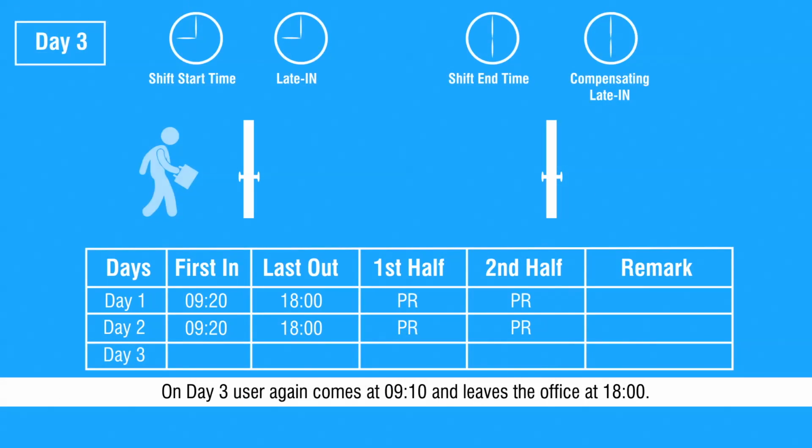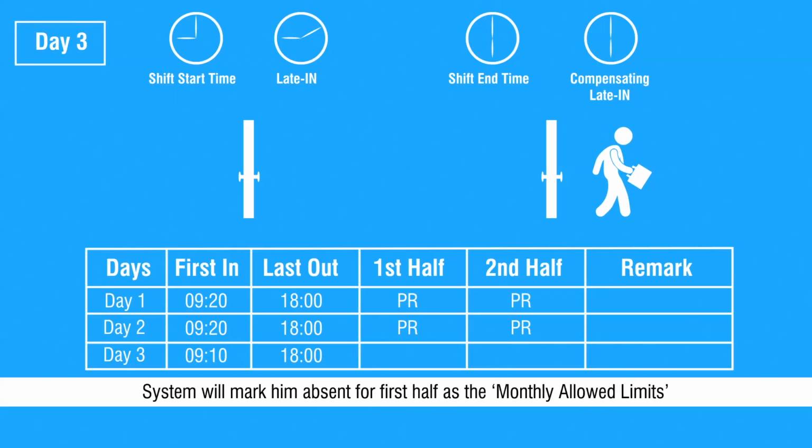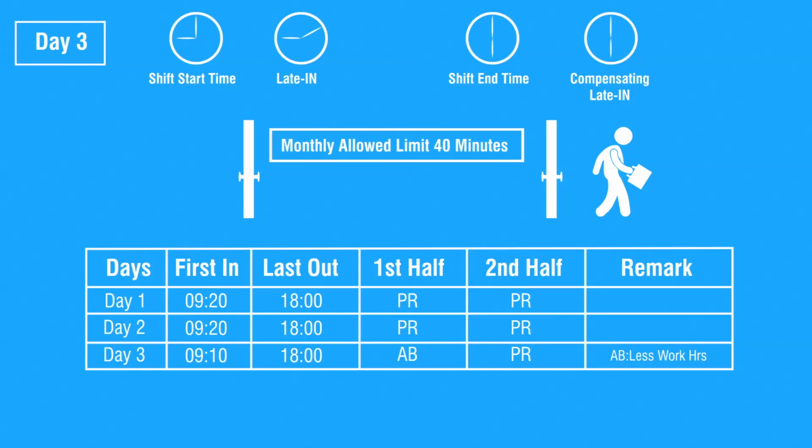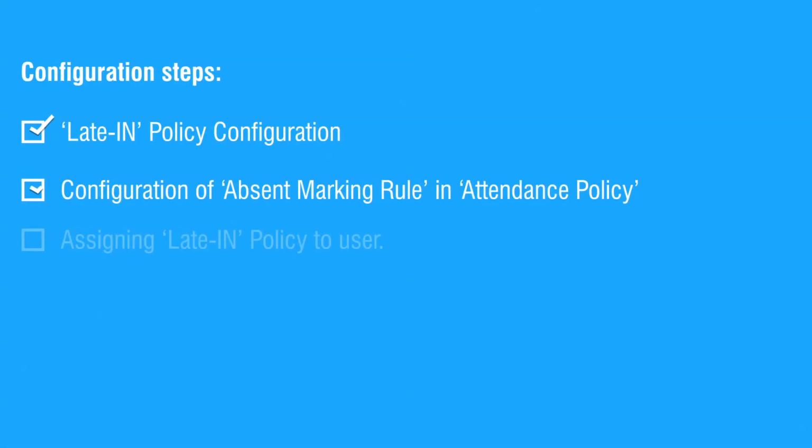On day 3, user again comes at 9:10 and leaves the office at 18:00. System will mark him absent for first half as the monthly allowed limits, that is 40 minutes defined in less working hours, were completed on previous 2 days. This completes the configuration of absent marking rule in attendance policy.